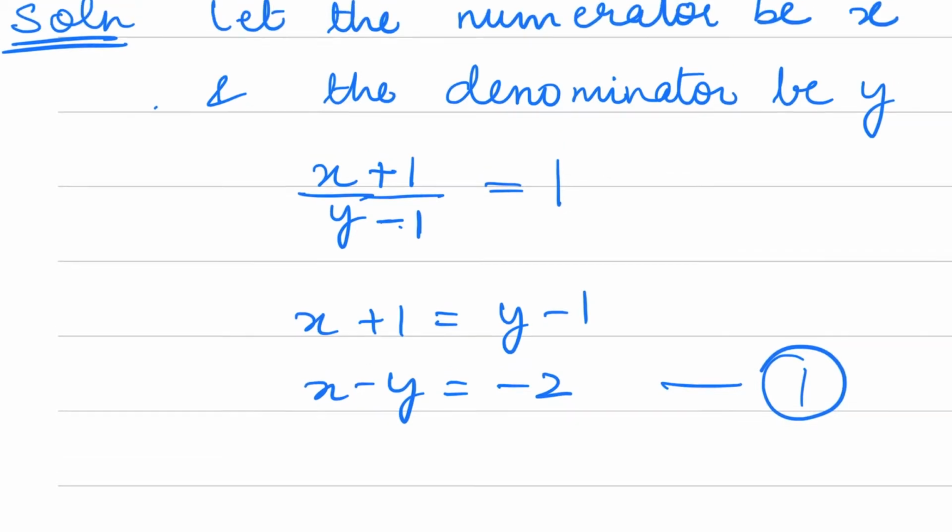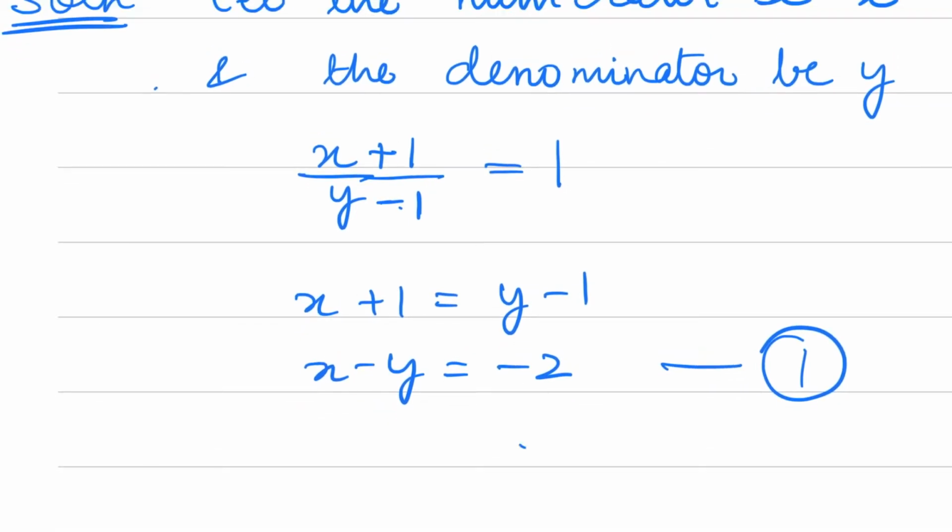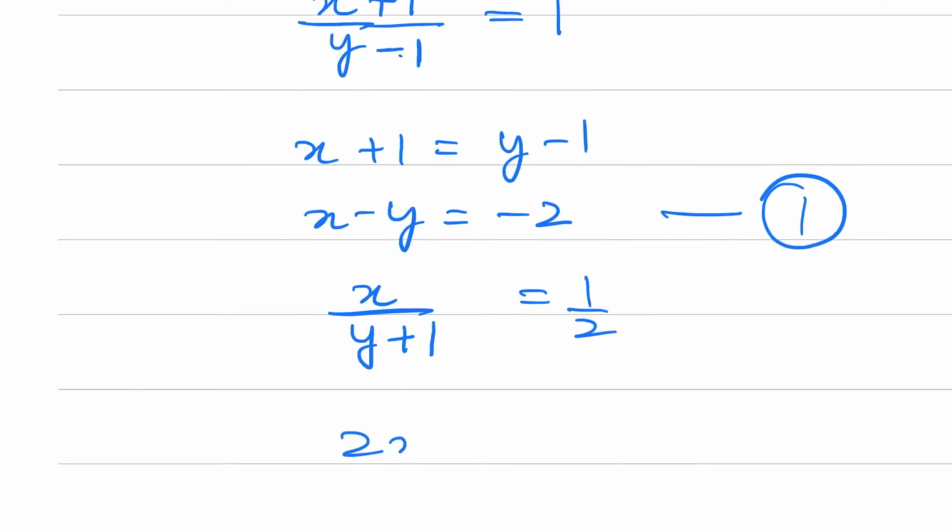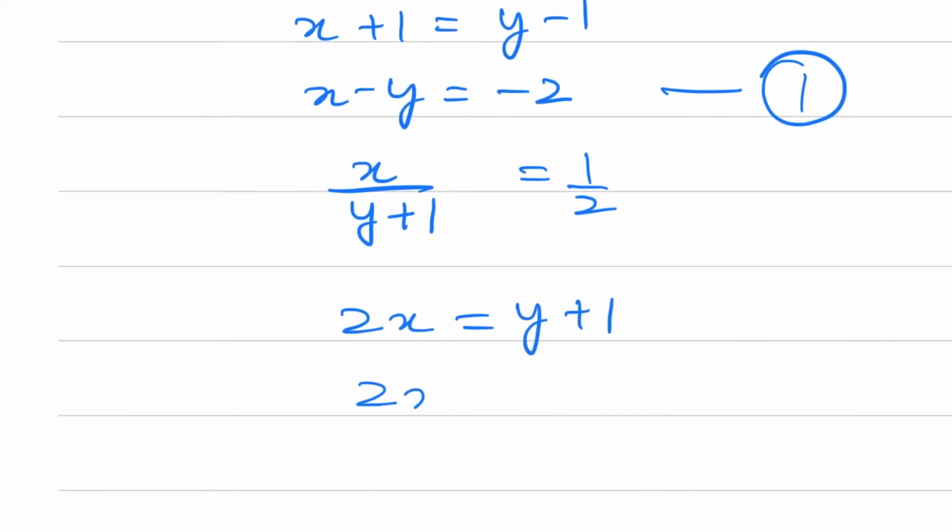For the second condition, it says it becomes half, right? If we only add 1 to the denominator. So x by y plus 1 is half. So 2x is equal to y plus 1. So 2x minus y is equal to 1. So this is the second equation.